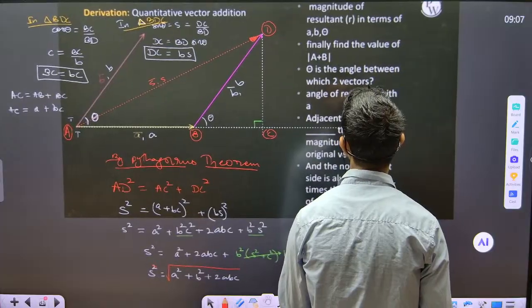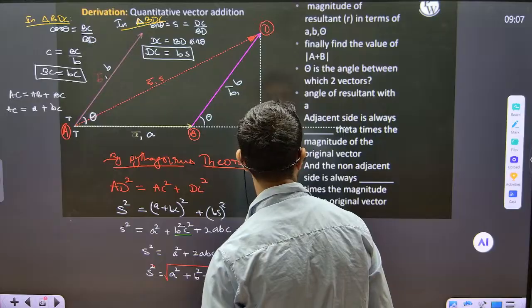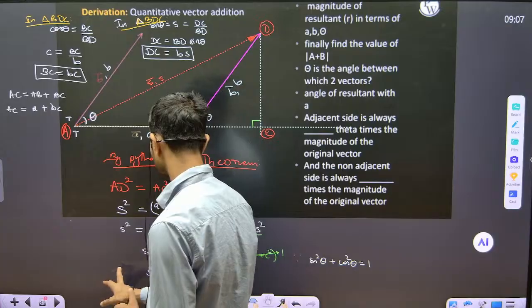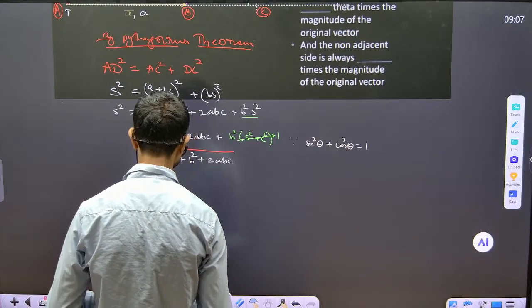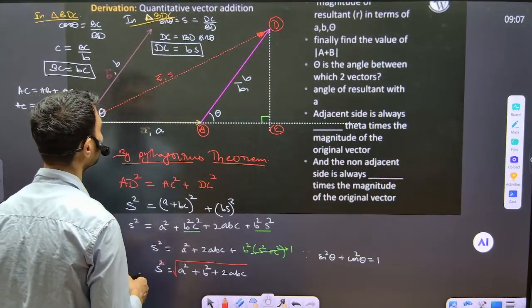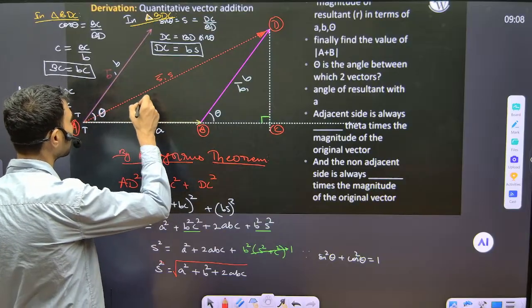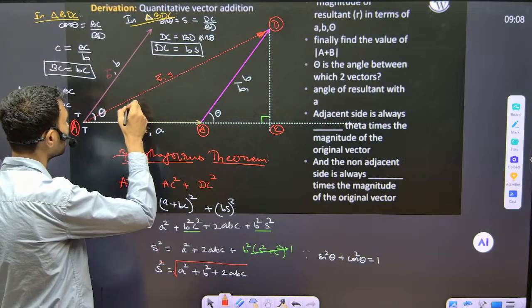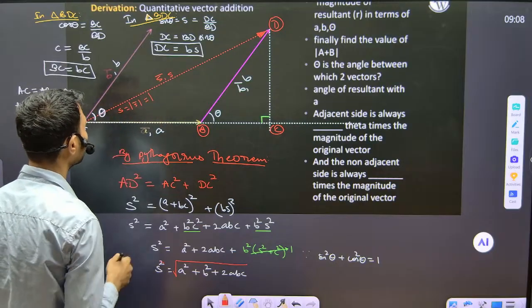Now that is the magnitude in terms of A, B and theta. And finally find the value of mod of A plus B. So let's find the value of mod of A plus B also. So what is S if you see? So if you see, S is nothing but the mod of S vector. And what is S vector equal to?